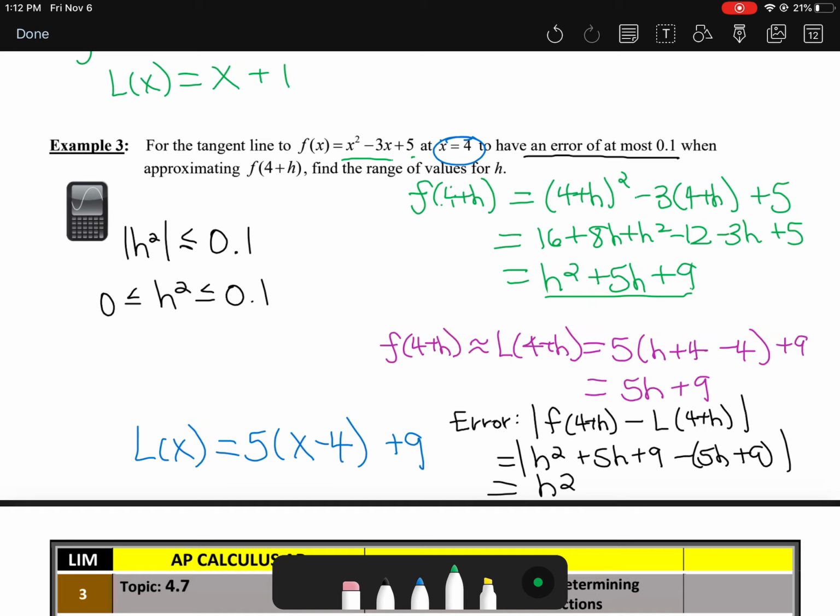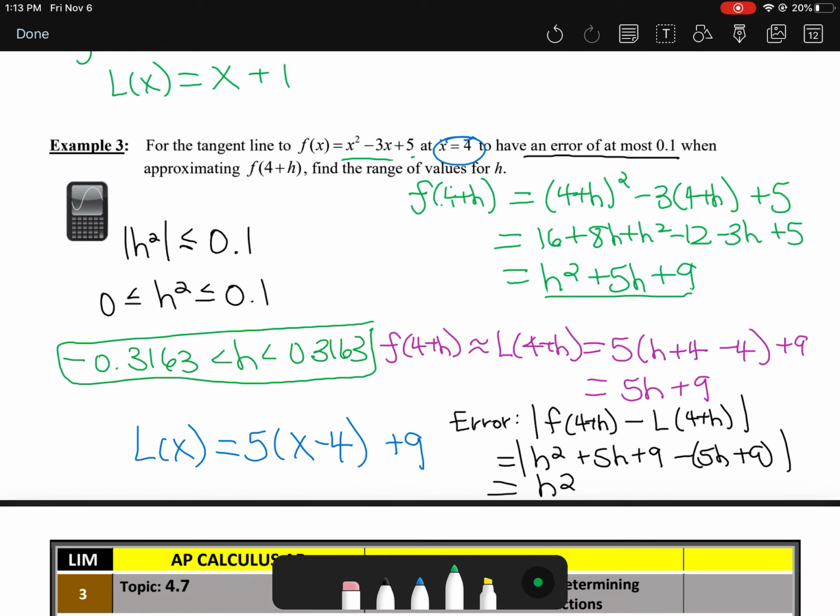Okay, well, 0, you get 0. And then technically when you take that square root, it's going to be plus or minus 0.3163. So h can be anywhere from negative 0.3163 is less than h, which is less than 0.3163. So a little bit messy algebra right there, but hopefully not too bad. So any of those values of h, if I were to plug it in, so if I would subtract it from 4 or add it to 4, would give me an error of at most 0.1 when I would compare it.